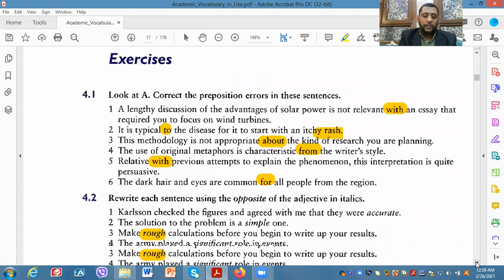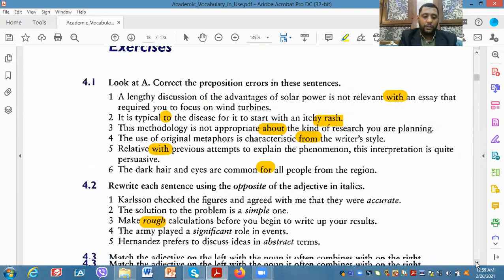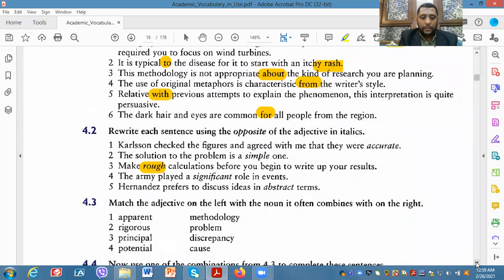However, here they didn't give us the word. Yeah, rough. So rough should be replaced with precise. Okay, so it's precise, not rough. Make precise calculations before you begin to write up your results.